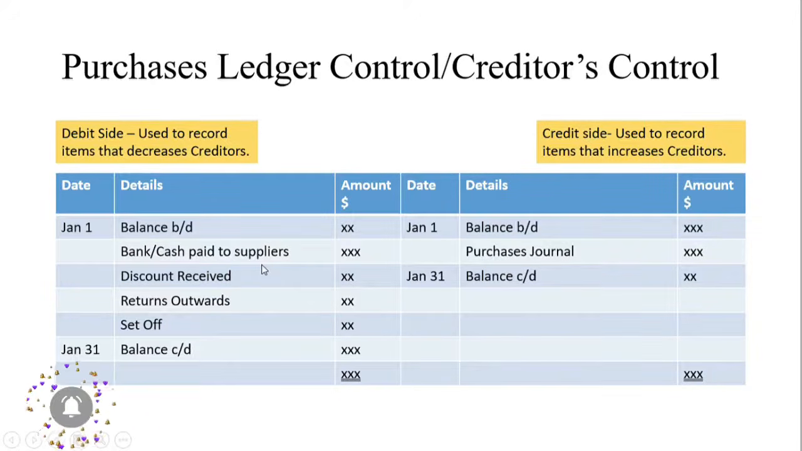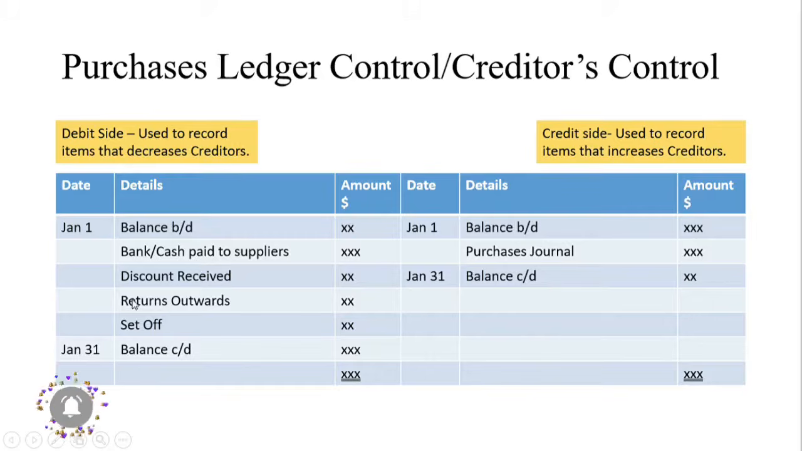All right, so let us look at the debit side, and remember that these are items that decrease your creditors. So you have bank or cash paid to suppliers. If you pay your creditors money, then it reduces the amount of money that you owe to the creditors. If you receive discount from your creditors, then it reduces the amount that you owe to your creditors as well. And if you send back goods that are unsatisfactory to your suppliers, then that is returns outwards, and it reduces the amount of money that you owe to your creditors.